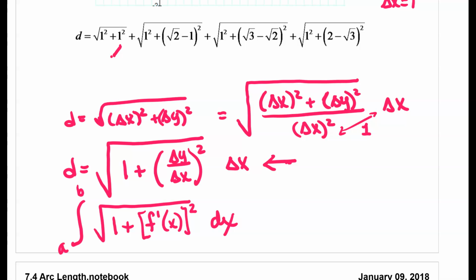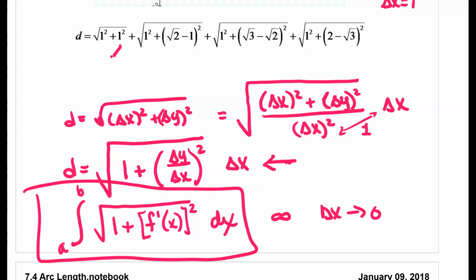And so this is a physical, countable number of line segments. Each one of those line segments, remember, being the hypotenuse of a right triangle, and this would be the infinite number as change of x goes to 0. So bottom line, this is your lesson right there. That's how to find arc length.